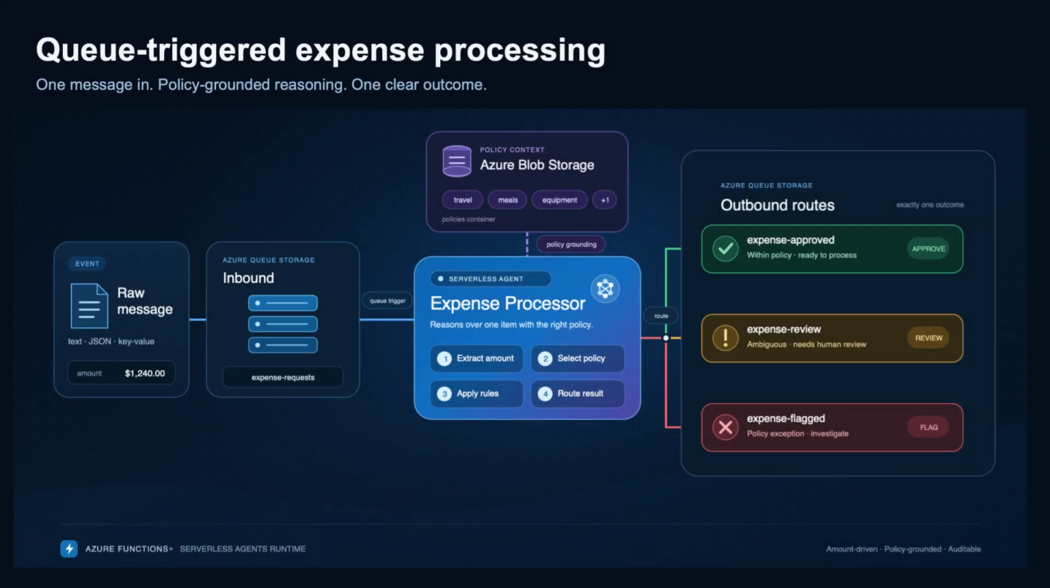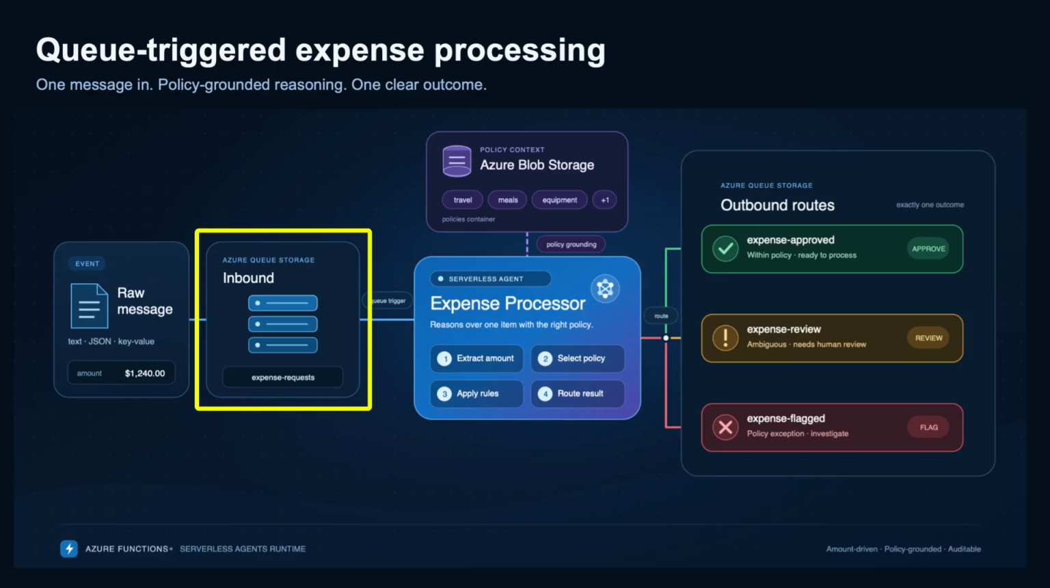This demo shows an intelligent expense processor. The agent evaluates each request against the appropriate policy and routes it for approval, review, or further investigation. Let's walk through it from start to finish. It begins when a request arrives in an unpredictable format. It can be JSON, raw text, or key value data.